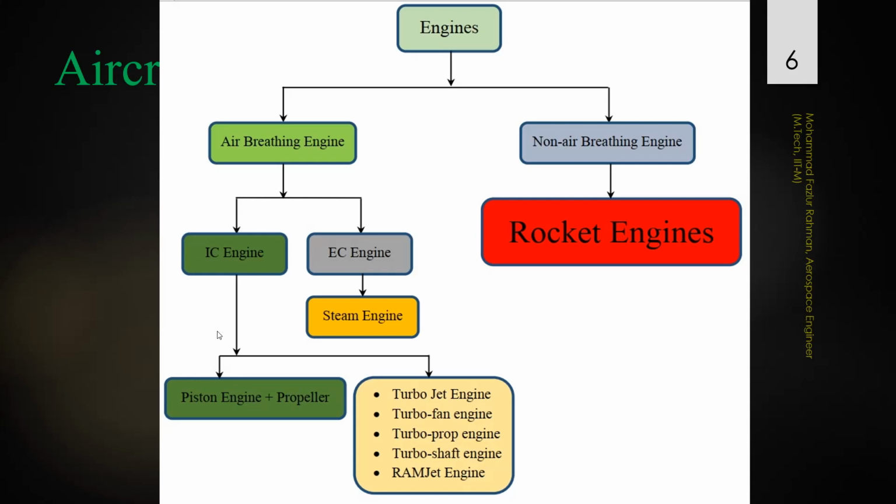In the EC engine we have only one example here, that is the steam engine. In IC engine we have two types of engine. One is the piston engine, which always works along with the propeller, because a piston engine itself cannot give thrust. It can only provide power which is available in the shaft. That shaft has to be connected with the propeller to produce thrust. And in the case of the jet engine we have these many categories. We'll see that.